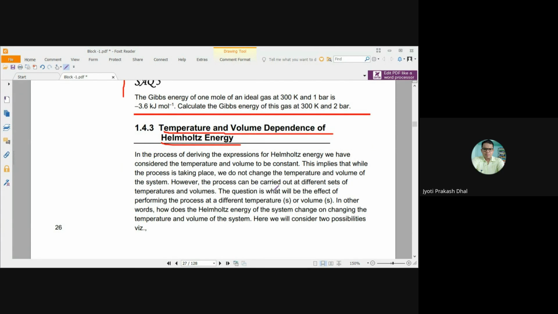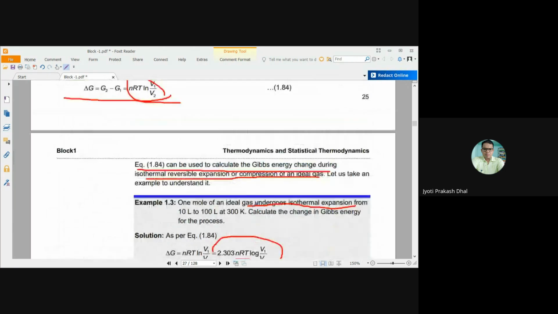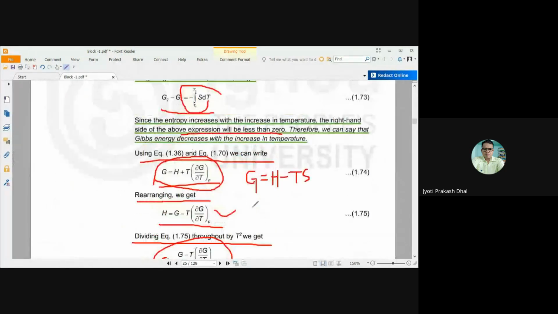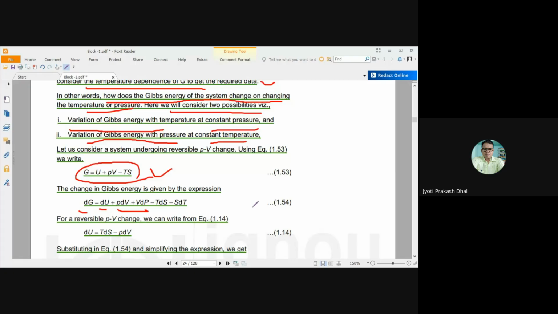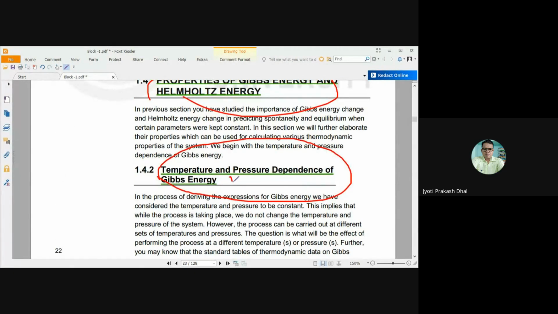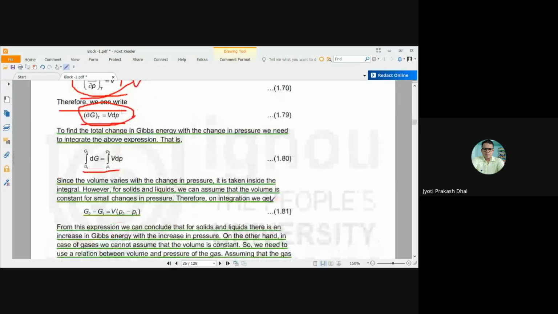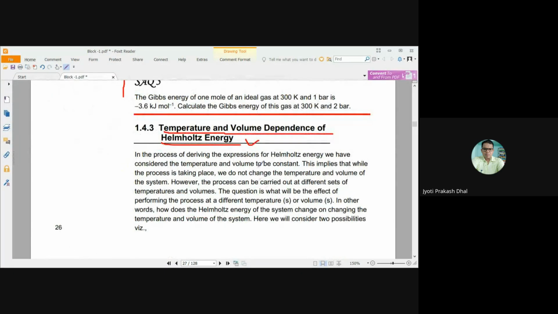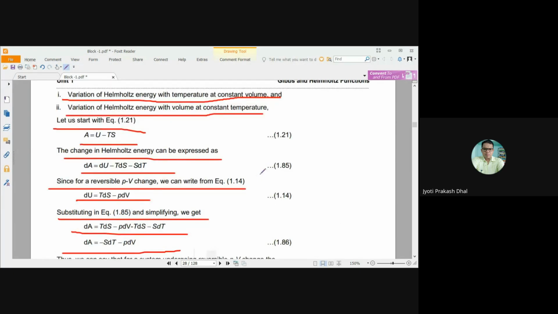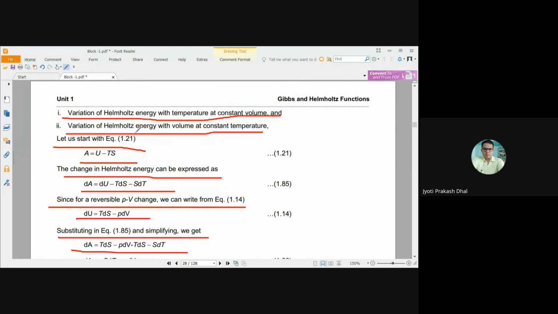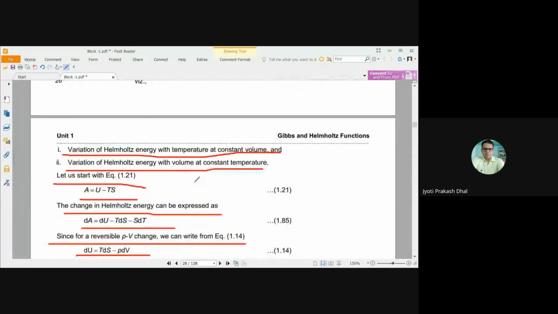Now coming to the temperature and volume dependence of Helmholtz energy. In the previous section, we discussed the temperature and pressure dependence of Gibbs energy. An exactly similar derivation will be there for the temperature and volume dependence of Helmholtz energy. To derive that, two conditions are there: first, the variation of Helmholtz energy with temperature at constant volume, and second, the variation of Helmholtz energy with volume at constant temperature.